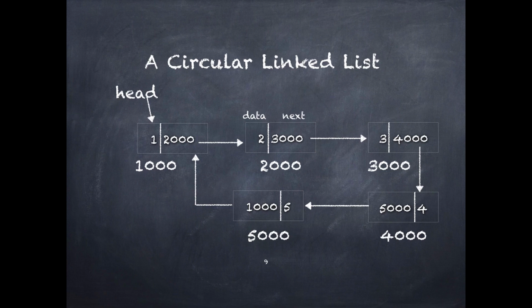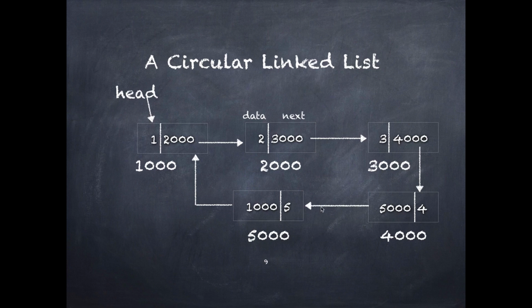Next is a circular linked list. A circular linked list can be singly or doubly linked also. So this is a singly circular linked list, or circularly singly linked list. Clear? So what is circular about this? You have a head pointer. All the other explanations are similar to your singly linked list, but you can see one important difference.